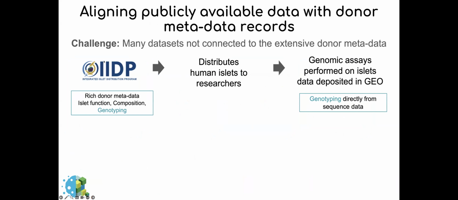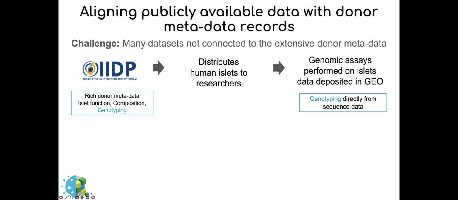So one of the challenges that you may face if you go and download data from GEO, for example, is you'll have a set of islet samples, but you may not necessarily be able to link that back to the metadata that's been deposited and made available in IIDP because there may be insufficient information in the manuscript that has been reported. So one of the things that we've been doing is to work with our colleagues at IIDP to take genotyping on all of those samples and to be able to link it to the data that's been deposited in the publicly available databases such as GEO, so that we can link the metadata from IIDP to the data that's available in the repository.